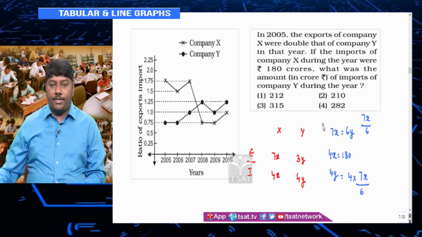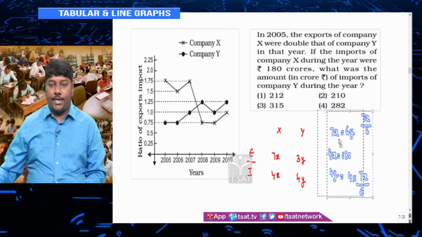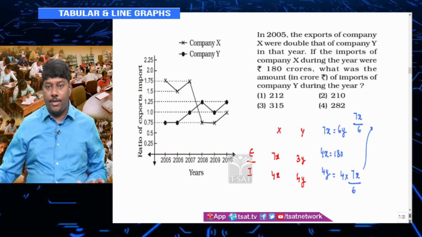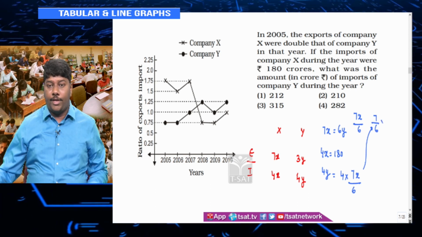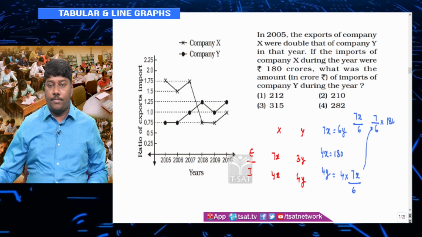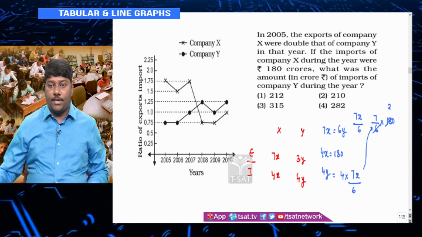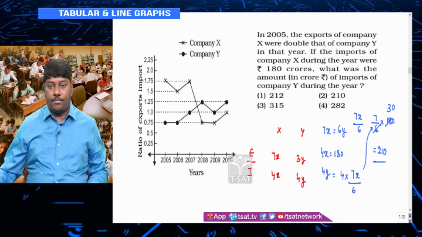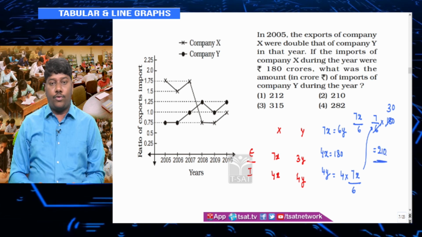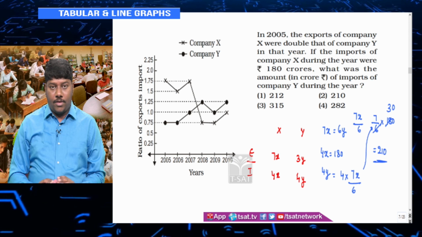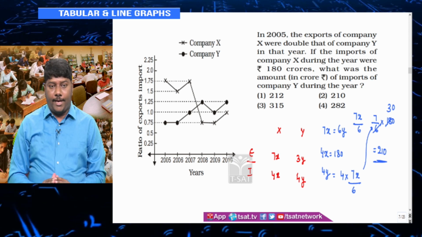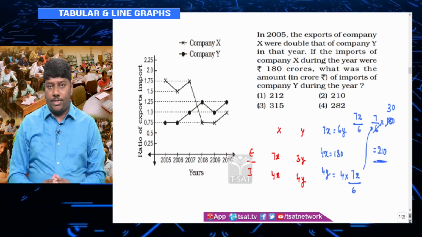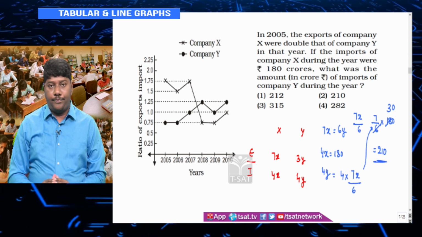4 into 7x by 6 means 7 by 6 of 4x, I can say. So if you simplify, it is 7 by 6 into 4x. What is 4x? 180. 6 ones are 6, 30s are, so 7 30s are 210. So the answer here is 210. This is how we look at the line graph. Simple: you have to take the data from the given picture in terms of lines.